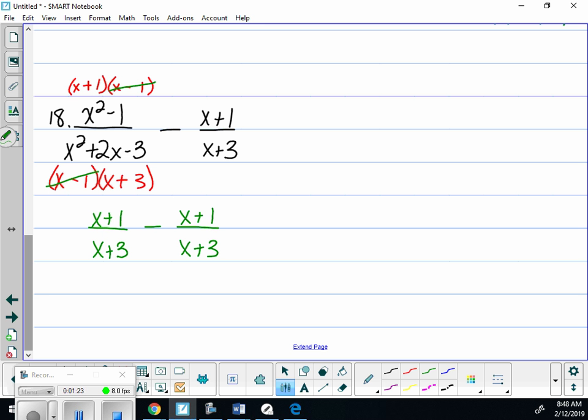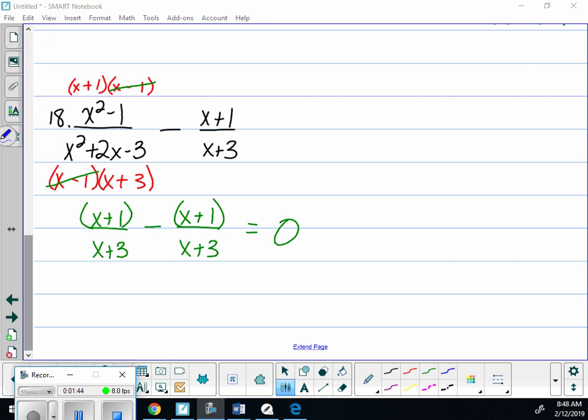They have a common denominator. So I have x plus 1 minus x plus 1. So what am I going to end up with? 0. So restrictions.